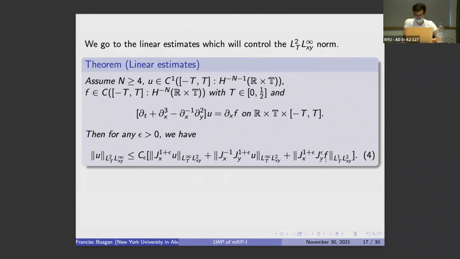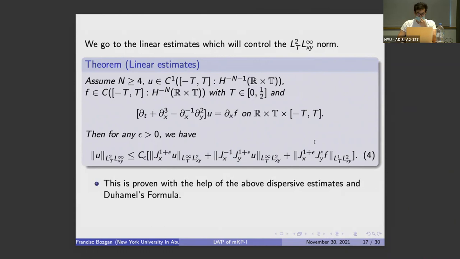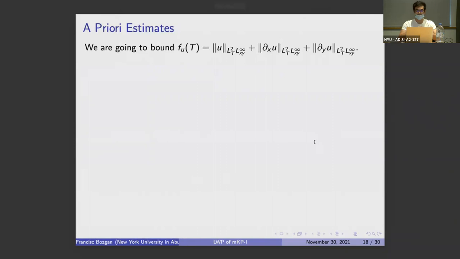And of course, here f will be our u to the cube, right? So here I'll have just derivatives for a product of u's. This is proven by the dispersive estimates and Duhamel formula. Using this, we can now go towards the a priori estimates. We would like to bound the quantity, as I mentioned in the remarks before, the L2 in time, L infinity in space norms for u, d/dx of u, and d/dy of u.